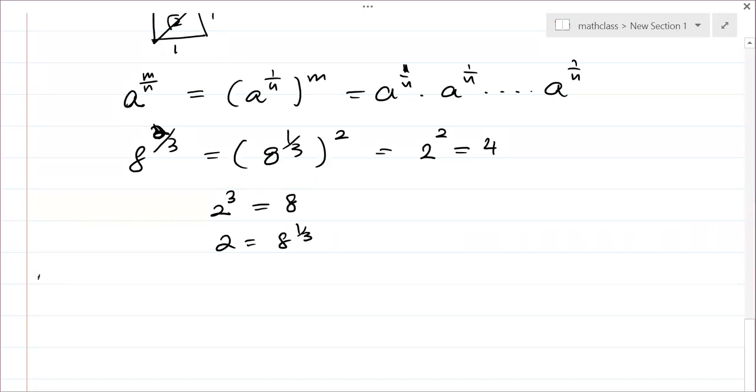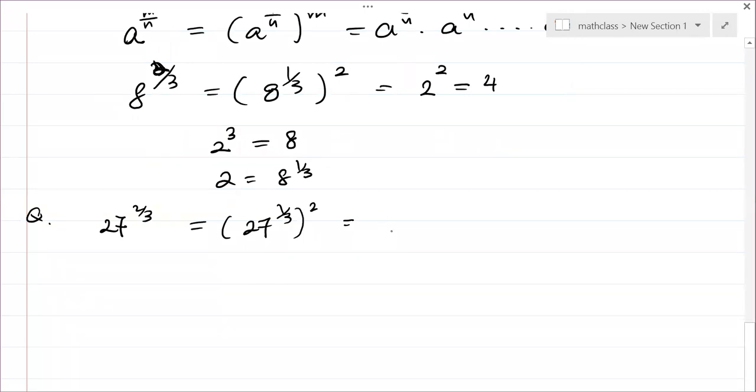Let's do one more exercise. 27 to the 2 over 3 is going to be the third root of 27, and then squared. The third root of 27 is also denoted by 27 to the 1/3, it's another notation. That's going to be 3 because 3 cubed is 27. So 3 squared, which is 9. Great.